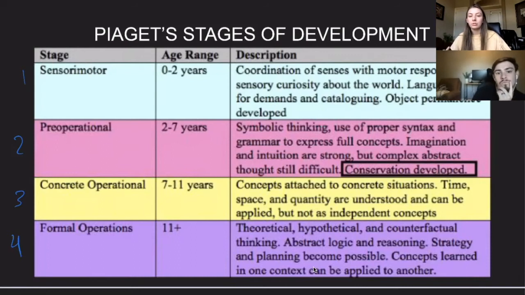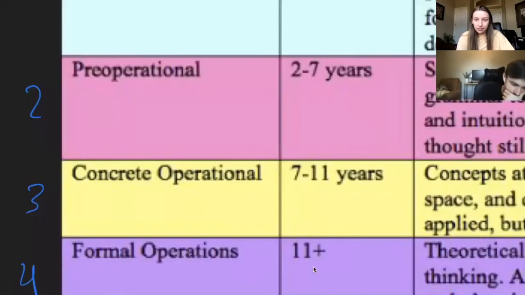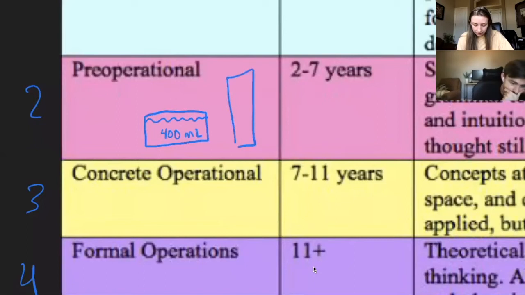I'm not going to go through it too much, but I do want to talk about the milestone, and that's conservation. What that means is I'm going to draw the common example here. I have a cup of water, and it's 400 milliliters. And then I have this cup of water. It's a different shape, but it's also 400 milliliters.